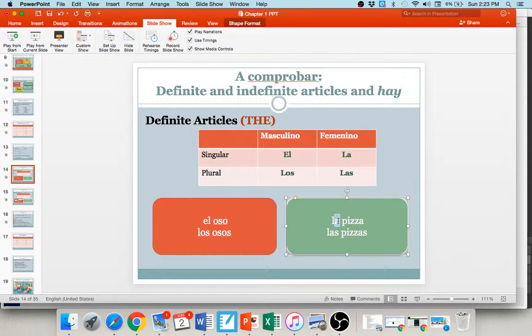So notice, this ends in an A, that ends in an A. This ends in AS, that ends in AS. You can kind of go through and match those. So la pizza ends in an A, ends in an A. Las pizzas, AS, AS. Los osos, OS, and OS. You can kind of go through and match all those up. Okay, so our definite articles are four ways to say the: el, la, los, and las.